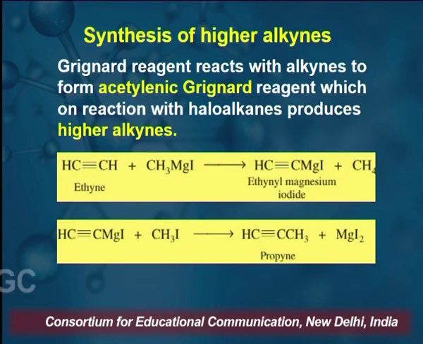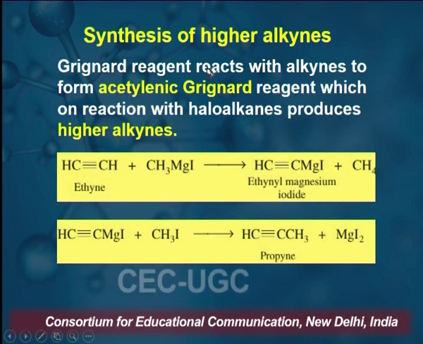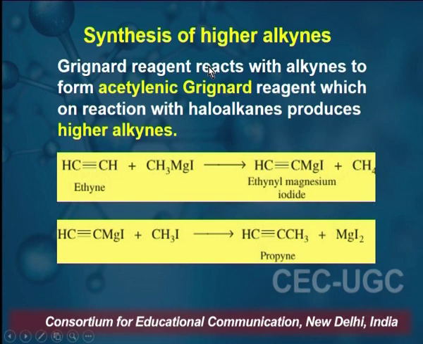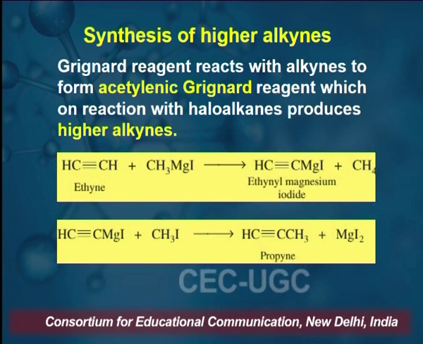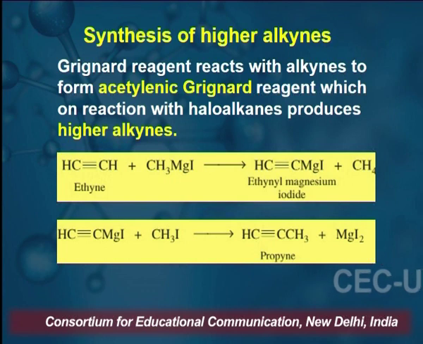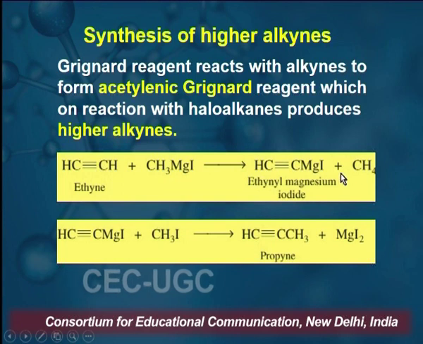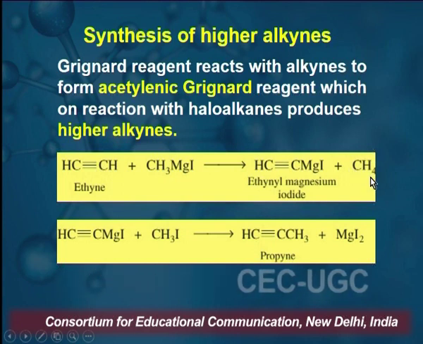Now, synthesis of higher alkynes. Higher alkynes can easily be synthesized by using Grignard reagent. As we know, the terminal alkynes have their H acidic in nature, and on treatment with Grignard reagent, this H is easily removed, resulting in the formation of acetylenic Grignard reagent, and from the Grignard reagent part, the alkyl group is removed as the corresponding alkane, here it is CH4.